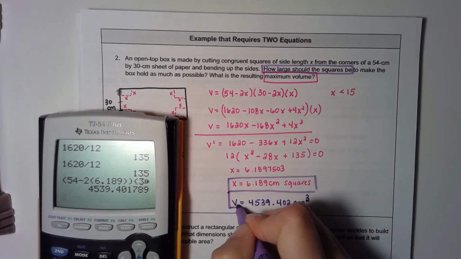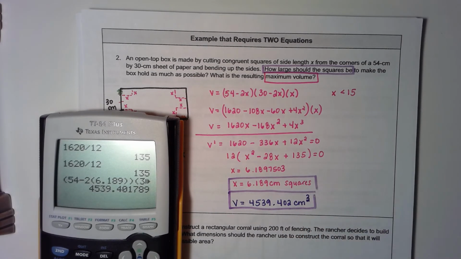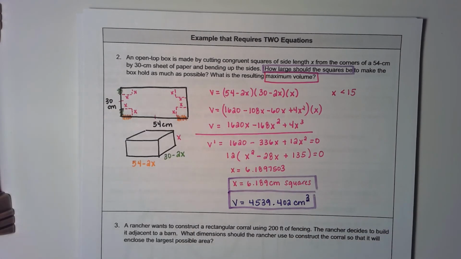So this is an example where the second equation you need is the restriction on x. You want to make sure that your x makes sense in the context of the problem. In this case, it helped me figure out that x has to be less than 15.